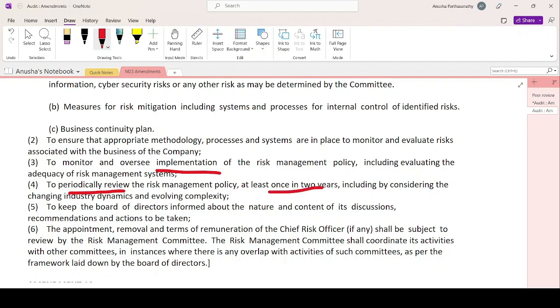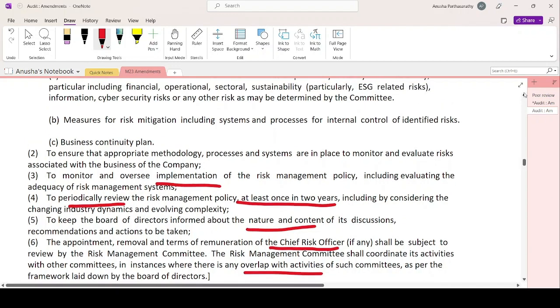Again, could be an MCQ. At least once in 2 years, including by considering the changing industry dynamics and evolving complexity. To keep the board of directors informed about the nature and content of discussions, recommendations, and actions to be taken. The appointment, removal, and remuneration of the chief risk officer shall be subject to review by the Risk Management Committee. The Risk Management Committee shall coordinate activities with other committees in instances where there is an overlap with the activities of such committees, as per the framework laid down by the Board of Directors.